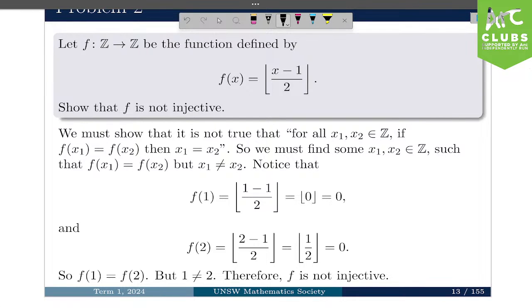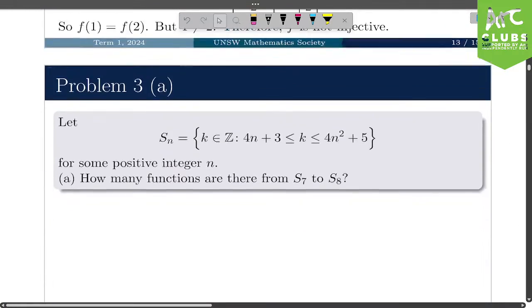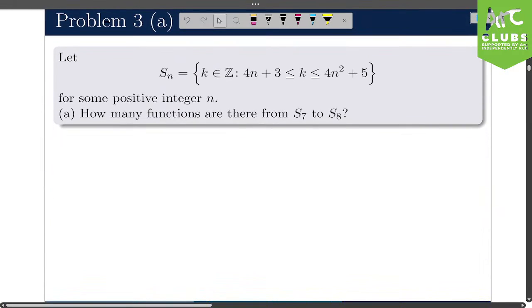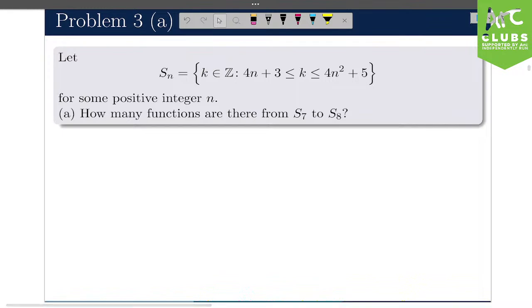All right, any questions anywhere? All good? Okay, lovely. All right, a new question. So here we've got a set that's defined as a function of the integer n, and we're being asked how many functions there are from S7 to S8.